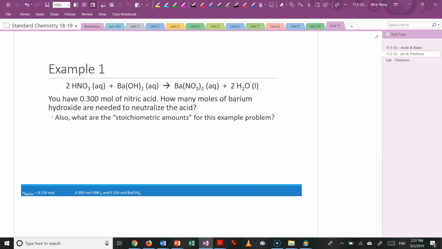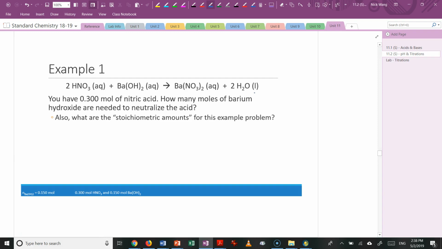This one involves the solutions of nitric acid and barium hydroxide, and those are going to form barium nitrate, the salt, and water. Remember, this is a neutralization reaction, so we expect those two products, a water and a salt. So in this case, the salt is barium nitrate. Anyway, you have 0.300 moles of nitric acid provided to you. How many moles of barium hydroxide are needed to neutralize the acid?